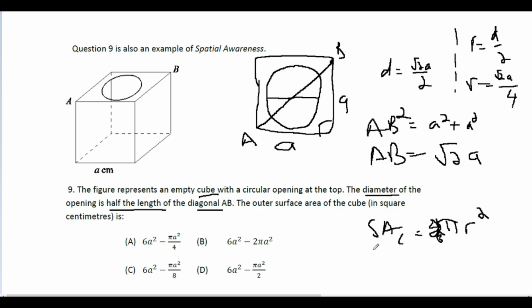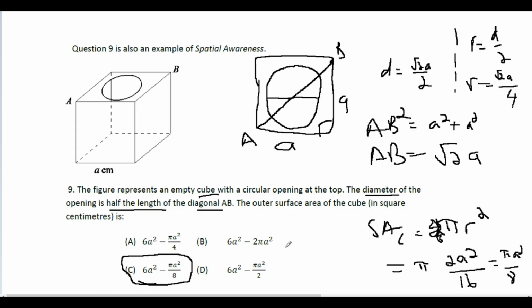Okay, so now we have to substitute this R value into here. So then our surface area becomes pi times this whole thing squared, so it's going to become 2A squared over 16, 4 squared, right? Okay, and then 2 over 16 gives us 1 over 8, so we have pi A squared over 8, which is this one. You understand? Oh, I kind of rushed that, but that's fine. NBTs, eh?